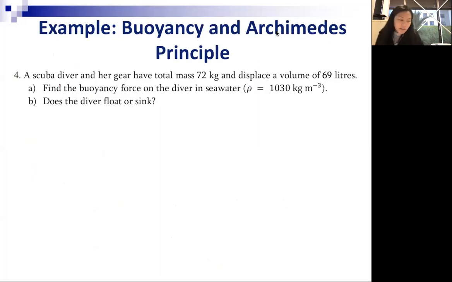We can look at this example as an application. A scuba diver, this is question number 4 in the worksheet. The scuba diver and her gear has a total mass of 72 kilograms. Together, the diver and the gear displace a volume of 69 liters. We want to find the buoyancy force on the diver in seawater, and the density of seawater is given here. After finding the buoyancy force, we want to determine whether the diver will float or sink.